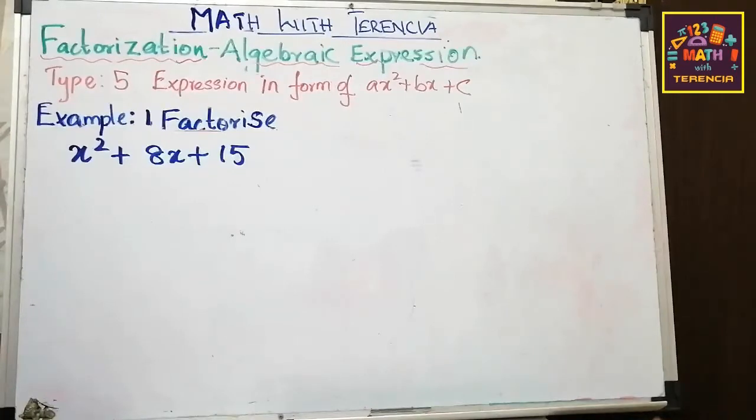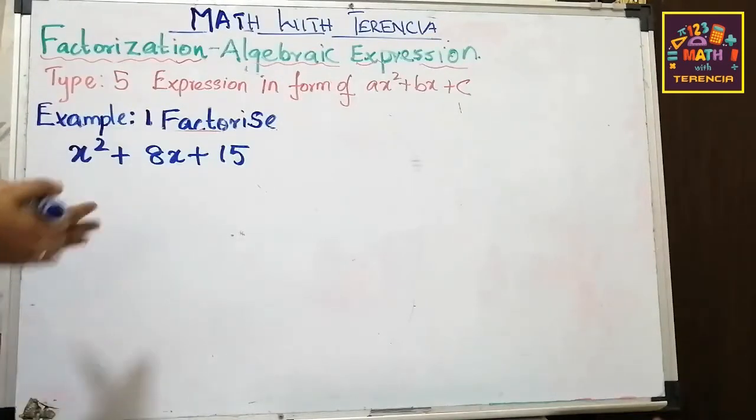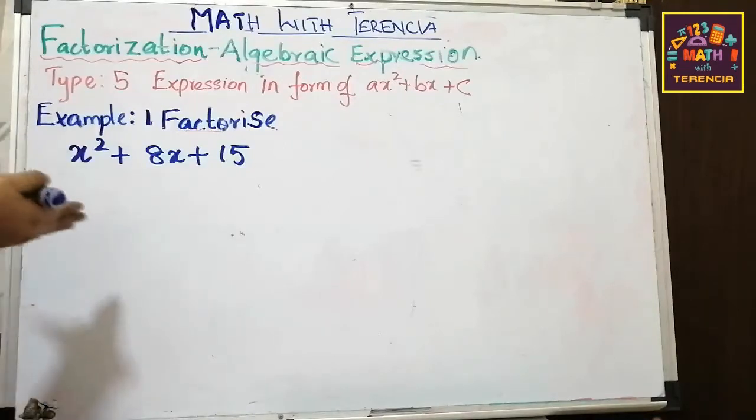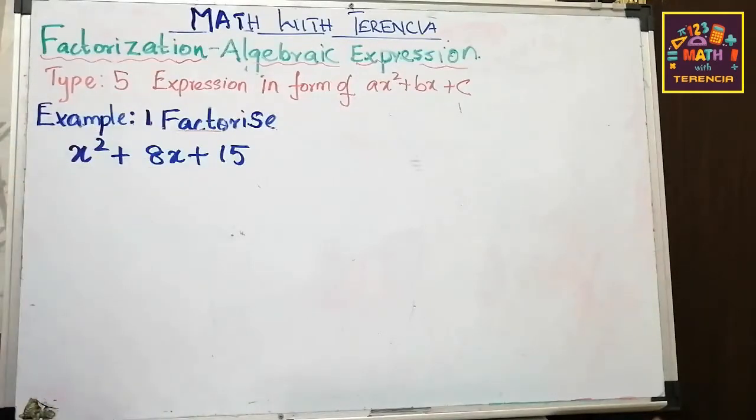So as a continuation of factorization of algebraic expressions, this is the last type: how to factorize an expression in the form of ax squared plus bx plus c. In this case, how can you identify it? Here also we have three terms. I said if I have three terms, we can use the identity.